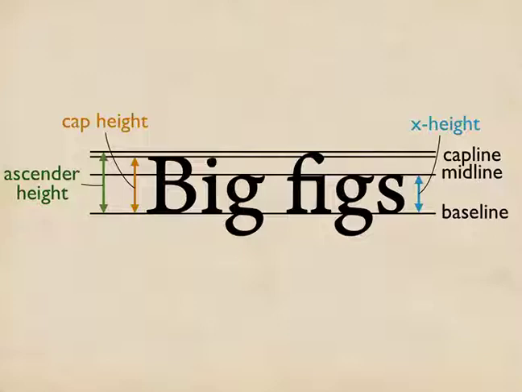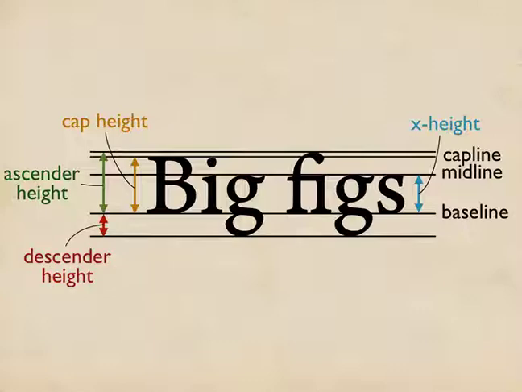Well, take a look at the two lowercase g's. They stick out below the baseline. These are called descenders. So the distance from the baseline to the bottom of the descender is called the descender height. So here we have 3 lines and 4 different heights.